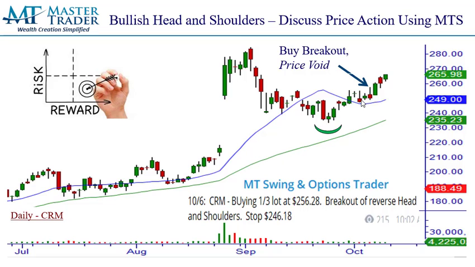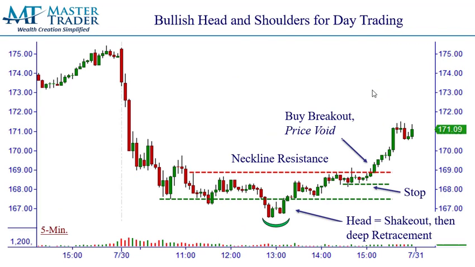So in this particular case, we told our subscribers, only buy a third of your normal lot size. We will look to add. This is an open trade for us. We're in at 256, so we have over $9 of open gain in that. Everything's reward to risk, and this is a beautiful price void. We have higher high, higher low bars, red bar ignored, and we're simply in management mode.